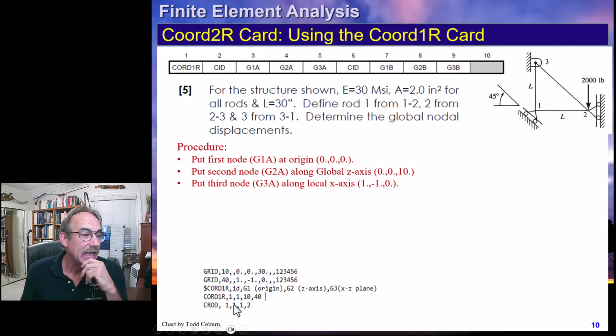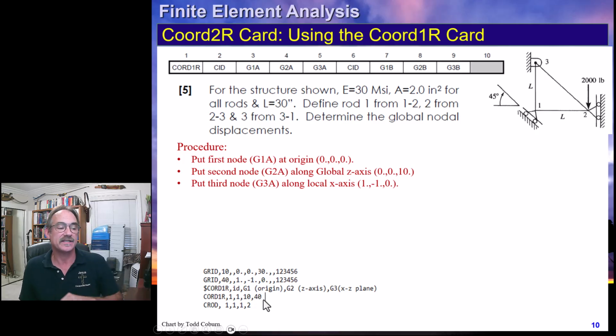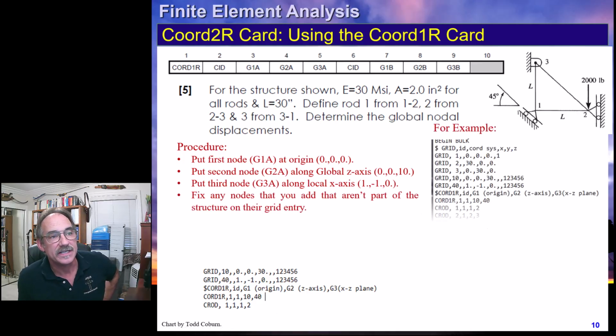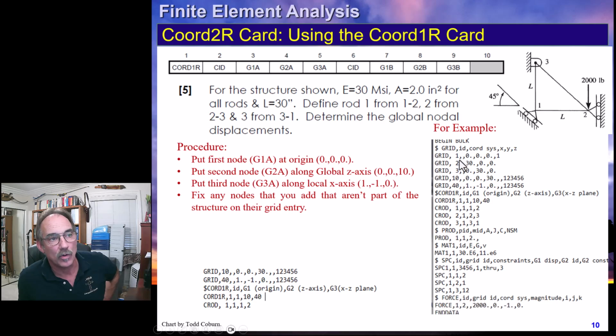Okay, and down here is the chord system. You'll notice we have chord 1R, we have ID 1, ID 10, ID 40. 1 defines the origin, 10 is along the z-axis, 40 defines a point along the x-axis. Everything else is the same. So actually we can write out, this is our model, the bulk data file.